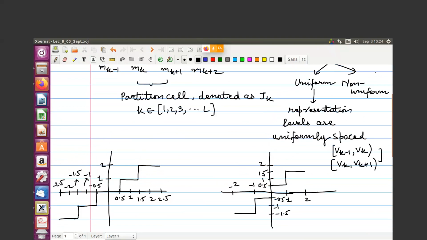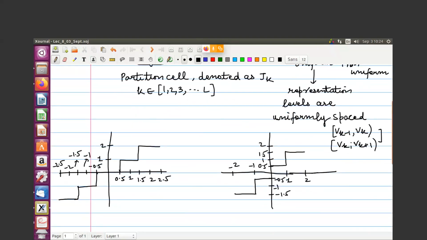Second case is non-uniform. Non-uniform simply means that now we are not saying that Vk minus 1 and Vk should have the same gap between them as Vk and Vk plus 1. Now, at the moment, this seems quite disturbing. Why is this the case? Why should we design a non-uniform thing? So we will see this, why do we do that?